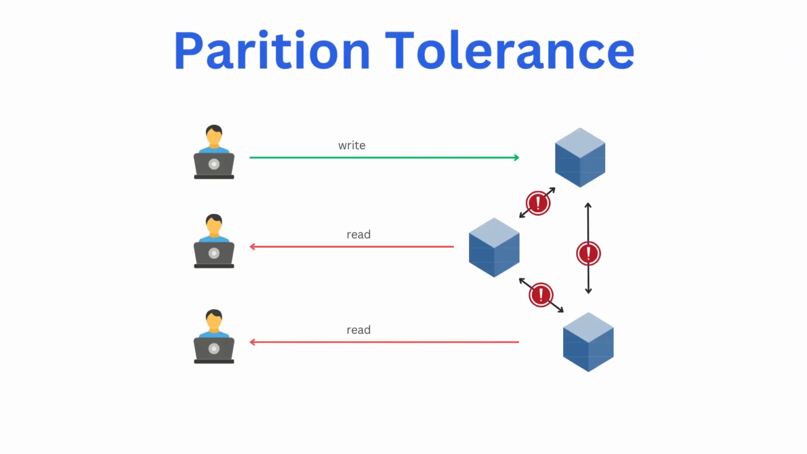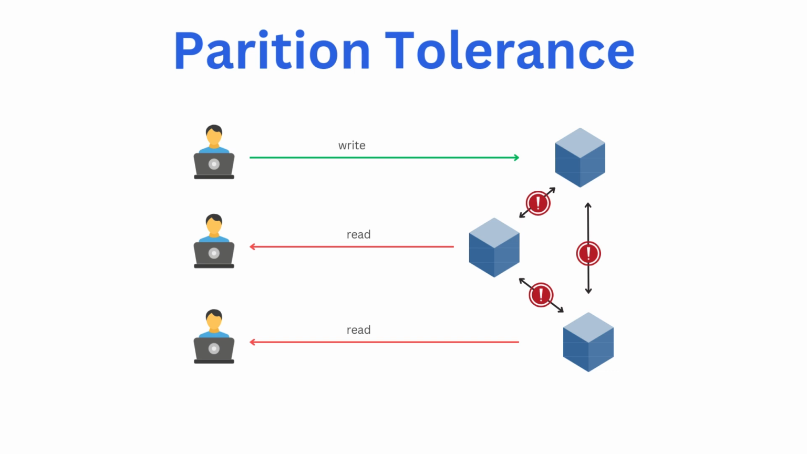Partition tolerance is the system's ability to keep running even when communication between nodes is interrupted. For instance, imagine a network issue causes two parts of your distributed system, like a database in New York and another in London, to stop talking to each other. Partition tolerance ensures that both parts can still serve users independently until the network is restored.